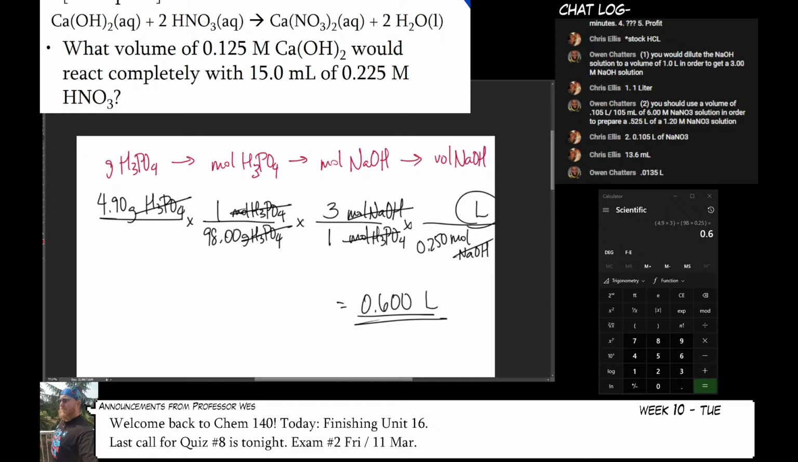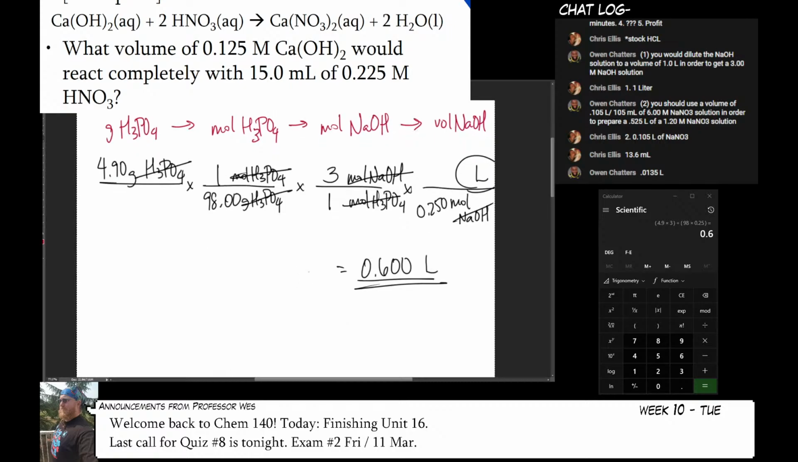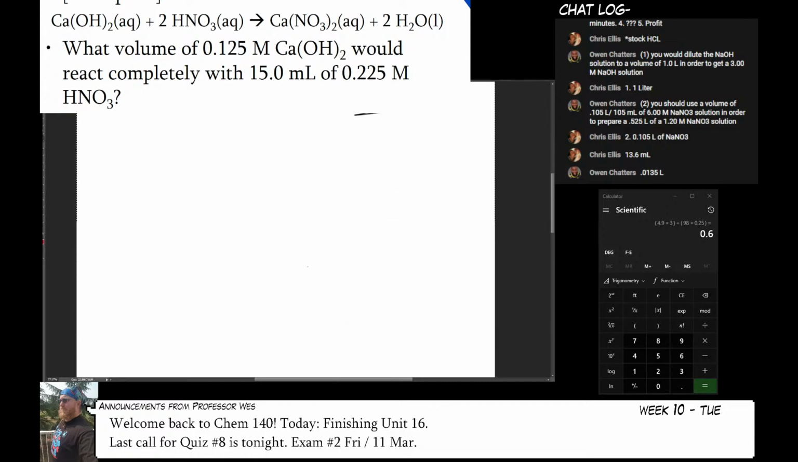So for this problem, I gave you a volume to start with, which means that we are going to start with volume of nitric acid, which you can turn into the number of moles by using the molarity. And then once you know the number of moles, you can turn it into the moles of whatever you want to at that point. And then we can turn that into a volume.